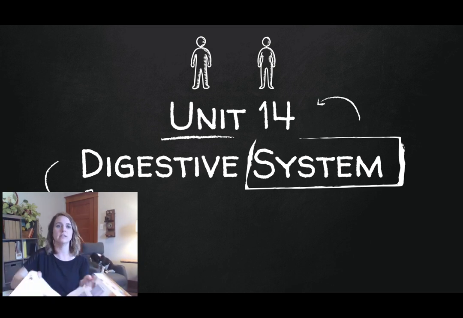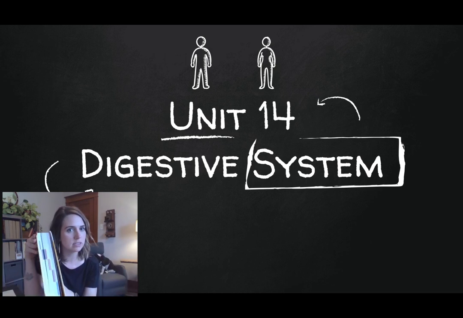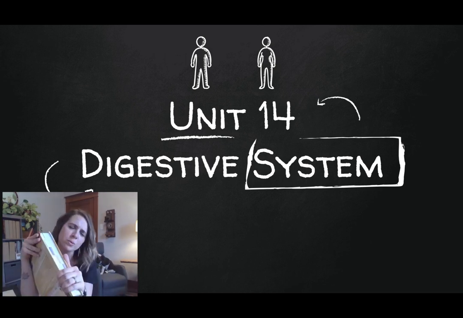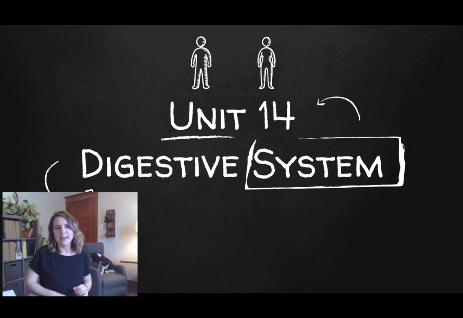So your textbook, if you are wanting to use your textbook, I got a little kick out of this. Your tabs on your textbook are all color coded, and guess what color the digestive system's tab is? Brown. For poop. I think somebody put that in there on purpose. I like it.